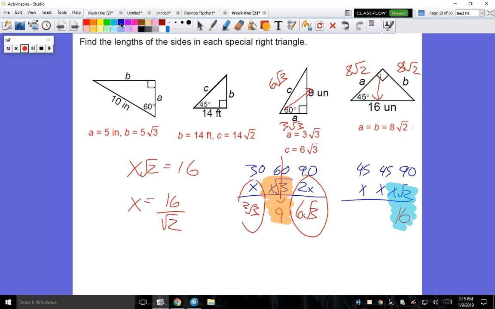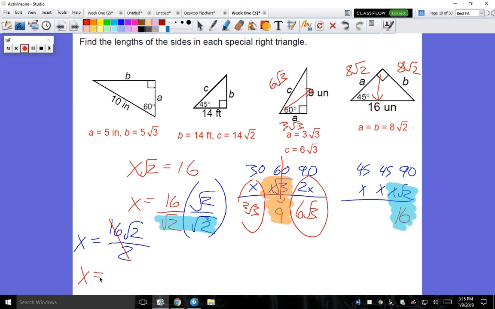Rationalize the denominator. Okay? So root 2, form of 1. Those multiply to give me what? 2. The top is 16 root 2. And if I cancel, reduce them, this would give me what? What's 16 root 2? It would be 8 root 2.